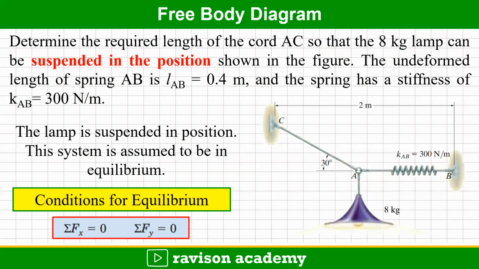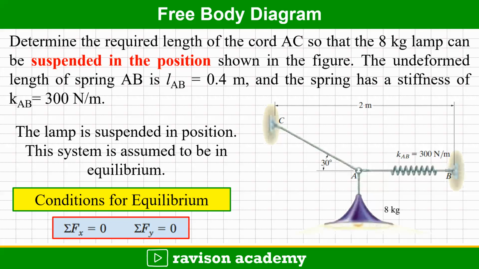Determine the required length of the cord AC so that the lamp of 8 kg can be suspended in the position shown in the figure. The undeformed length of the spring AB is given as 0.4 meter and the spring stiffness is given as 300 Newton per meter. So in this problem, indirectly the problem is given as the equilibrium condition.